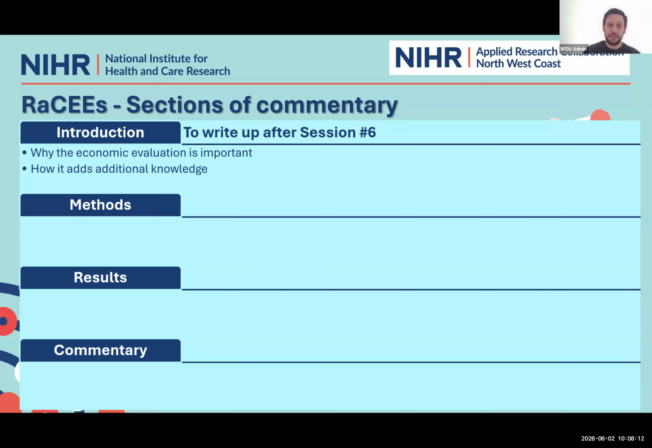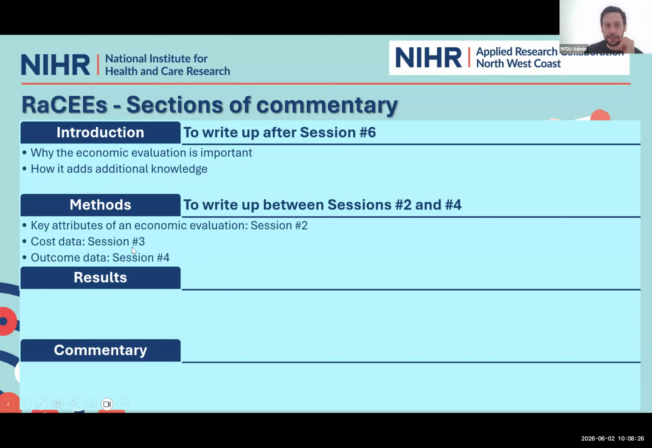Then the commentary paper will have a method section which will summarize the main features, the main characteristics of the economic evaluation paper which you're going to work on. Particularly, we're going to summarize the key attributes of an economic evaluation, the cost data, and the outcome data. So each section, now section two, three, and four, we will cover all these different characteristics. And after each section now, you will have a homework which will consist of extracting information from the paper. So after today's session, you will be asked to extract the information about the key attributes.